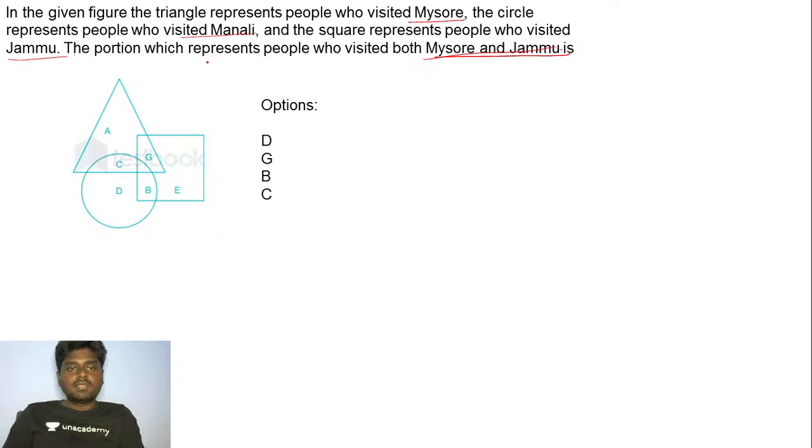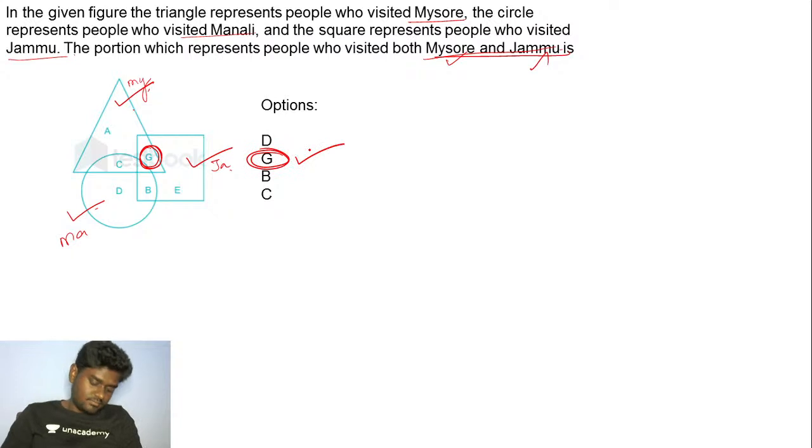So very easy question. Simply you need to see what? I know that the triangle here represents Mysore and the circle represents Manali. So this is Mysore, this is Manali, and the square here represents Jammu. So you need to simply see the portion which represents both Mysore and Jammu. Mysore is here, Jammu is here. The one which interconnects Mysore and Jammu is undoubtedly the answer. That's it. Clear? Simple as that. Very easy question. Let's go for the next question.